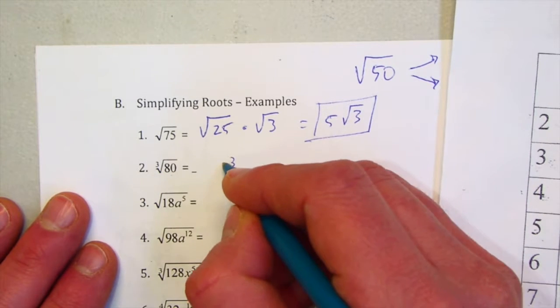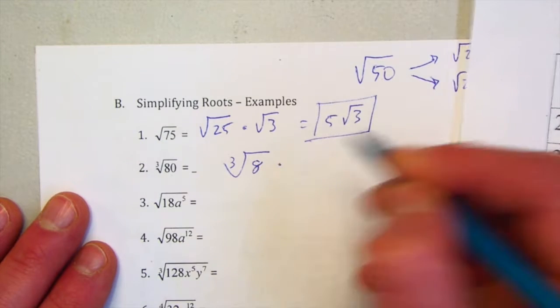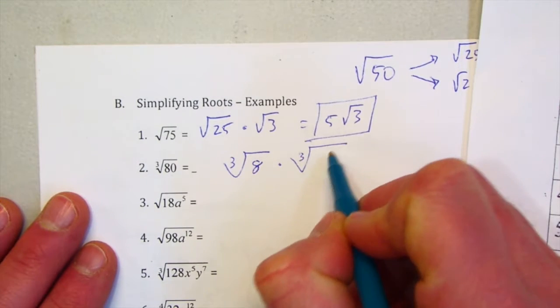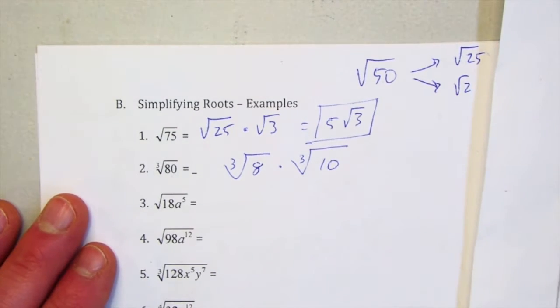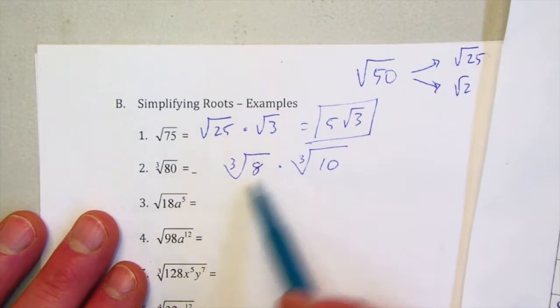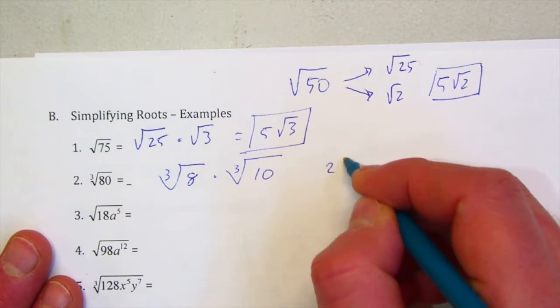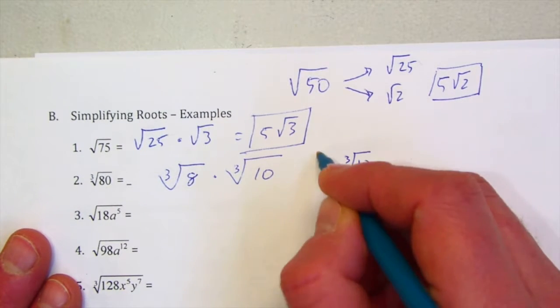So I have the cube root of 8, and its leftover piece would have to be the cube root of 10. 8 because it's a perfect cube, 10 because it's the leftover. So if I take the cube root of 8, I'm going to get 2. So I'm going to have 2 cube root 10 for my final answer.